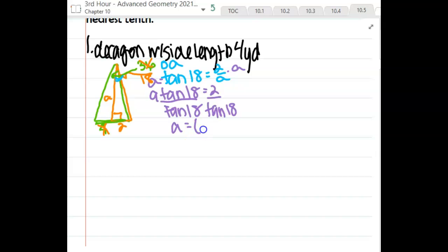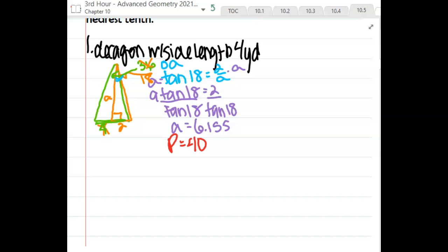So if you keep 3 decimals, it'd be about 6.155, which is your apothem. Now to find the area, you need 2 things. You need the apothem, but I also need the perimeter. It tells me that one of the side lengths is 4, but how many sides do I have? 10. So to find the perimeter, we do 4 times 10, which is 40.